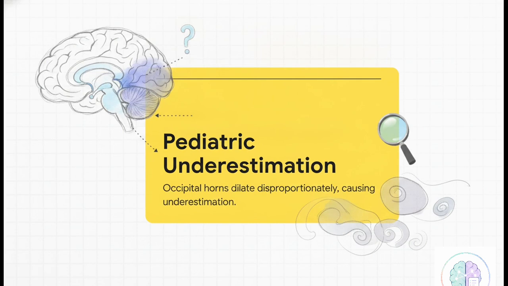Relying on frontal horns can dangerously underestimate hydrocephalus in kids. Why? Because children often get this disproportionate dilation in their occipital horns instead. So the frontal horns look fine, but hydrocephalus is definitely still happening.